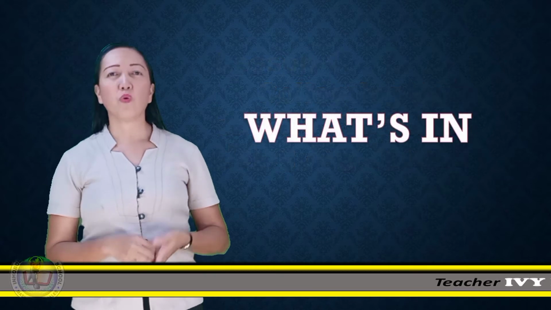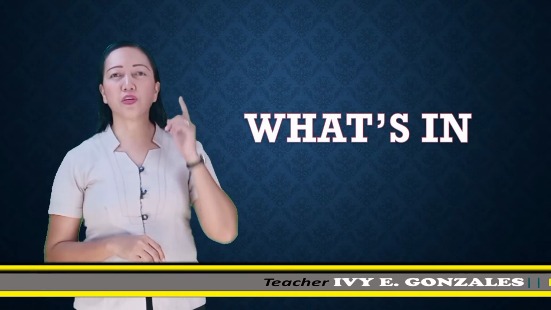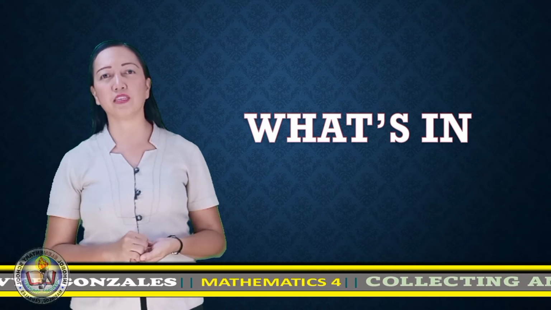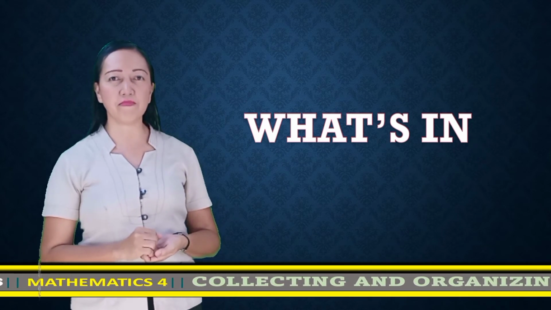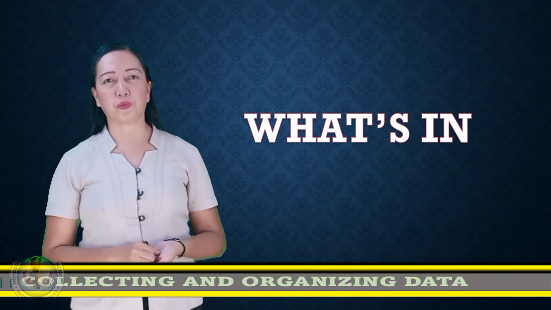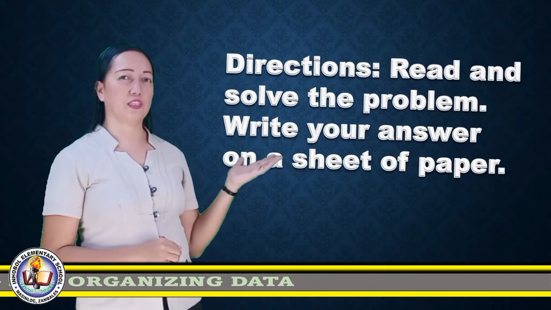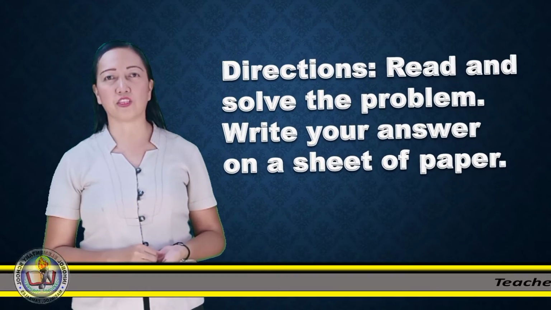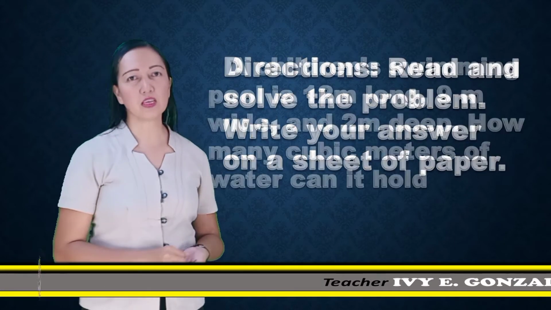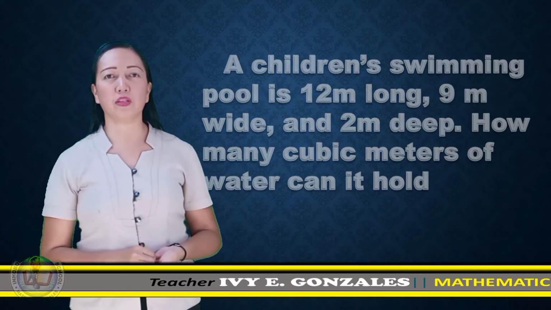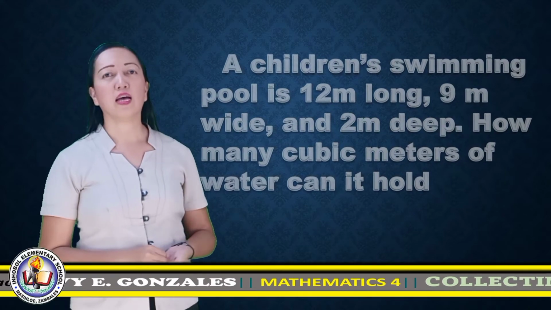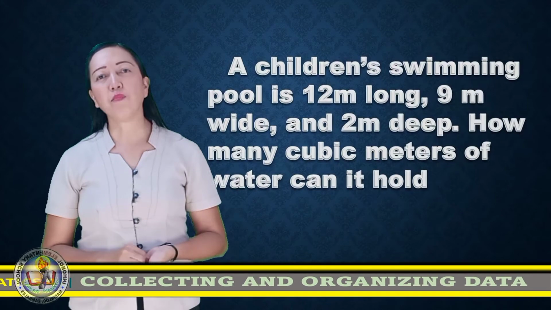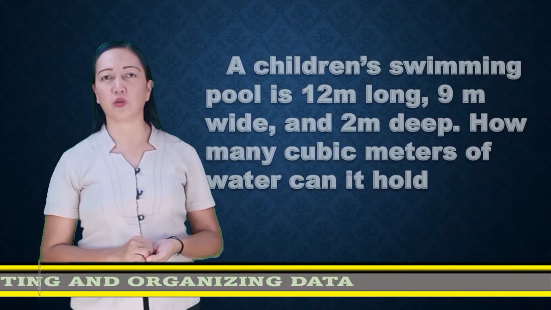Grade 4 kids, what's in? Do you remember how to solve routine and non-routine problems involving the volume of a rectangular prism? Let us have a review. Directions. Read and solve the problem. Write your answer on a sheet of paper. A children's swimming pool is 12 meters long, 9 meters wide, and 2 meters deep. How many cubic meters of water can it hold?